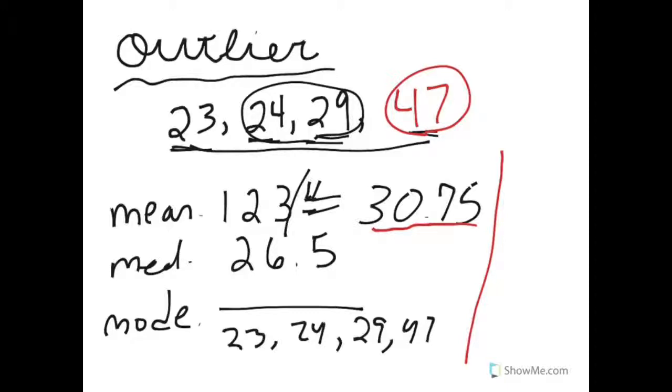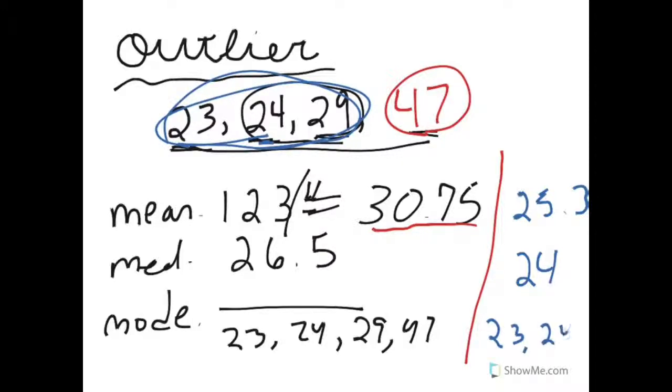Okay? So here's what I'm going to do now. Just for an example, I'm going to find the mean of the 3 younger teachers without the 47 added in. When I add those 3 numbers up I get 76, divide it by 3, and I get 25.3. Okay, the median would be 24, because obviously those 3 numbers are already in order. 24 is in the middle, and the mode would still just be 23, 24, and 29, because they all appear the same amount of times.